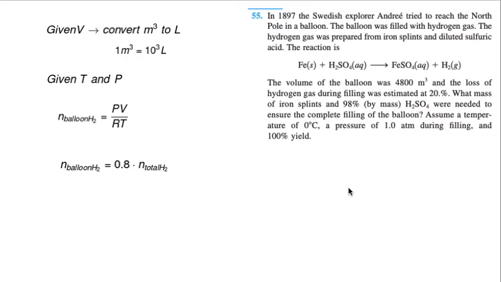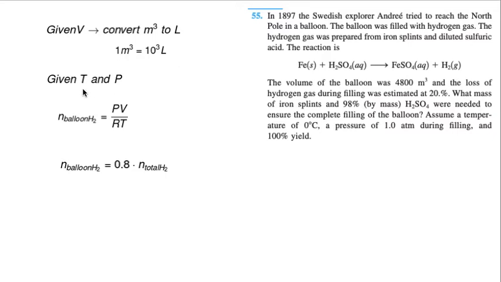What mass of iron splints and 98% by mass sulfuric acid solution were needed to ensure the complete filling of the balloon? Assume a temperature of 0 degrees Celsius, a pressure of 1 atm during filling, and 100% yield from the given reaction. Okay, so we're given the volume of the balloon, 4.8 times 10 to the third cubic meters, and we can convert that to liters given the fact that 1 cubic meter is equal to 10 to the third liters.